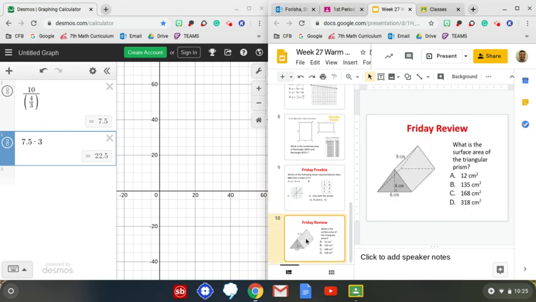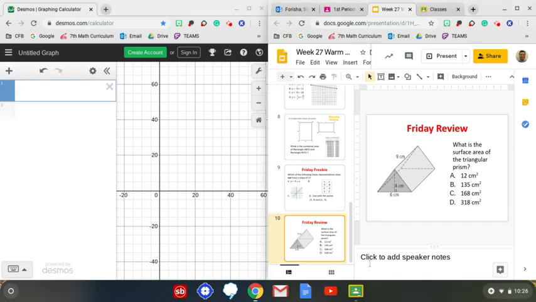And then lastly, what is the surface area of the triangular prism? Well, hopefully you remember that the surface area is perimeter times height plus the area of 2 bases. So perimeter, up right there, I need to figure out what that side length is. Well, I see here's a right triangle. I'm going to split this 6 in half. 3, 4, 5. Remember, Pythagorean triple.